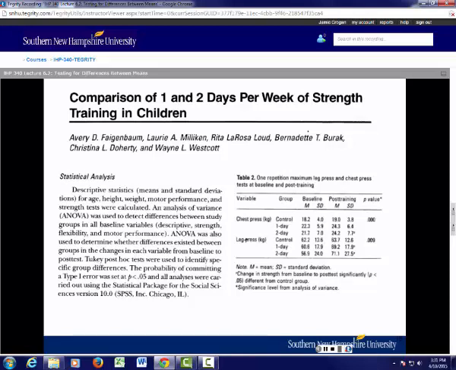The kids in the control group were different kids than the kids in the 1 day group, who were also different kids than the kids in the 2 day group. So these groups are independent. So this is a one-way analysis of variance.